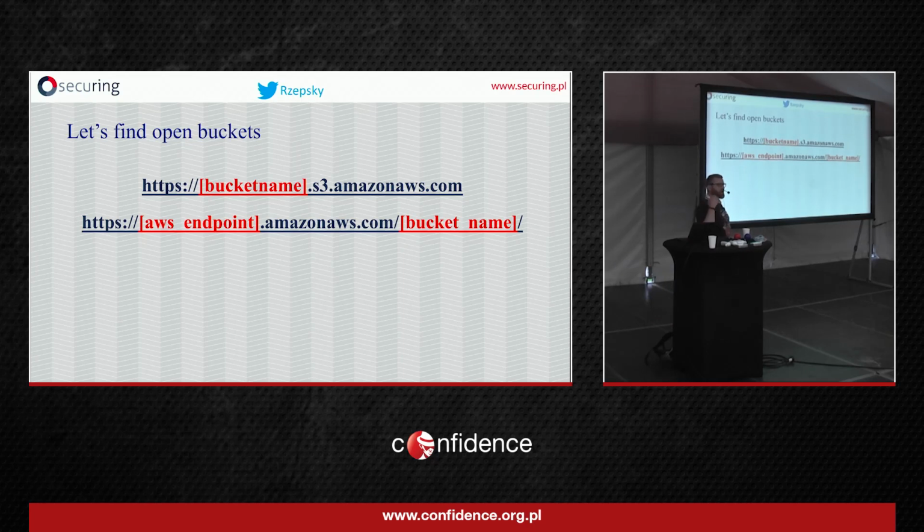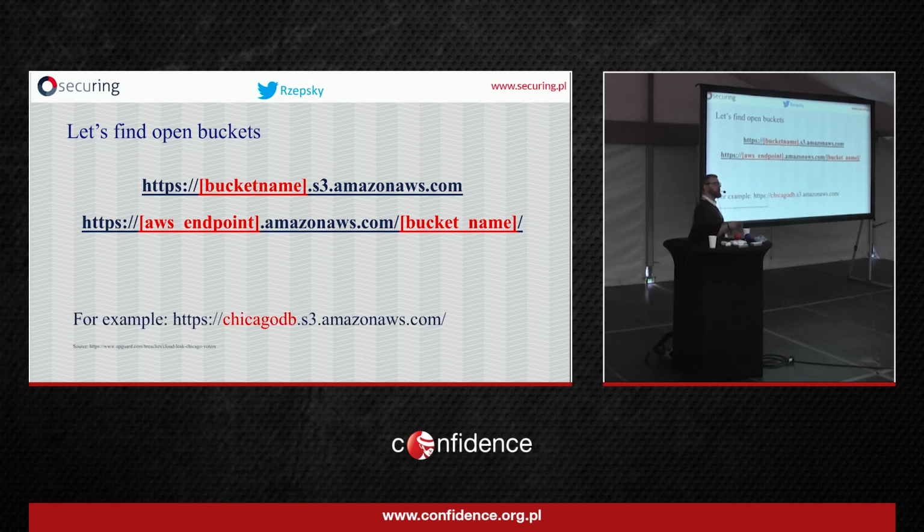But now we need a list, an enormous list containing a lot of buckets. How can we find them? First of all, finding a bucket in the Amazon infrastructure is actually finding a subdomain of s3.amazonaws.com. You can also refer to the bucket using the AWS endpoint and then the bucket name. I'm using both of those links.